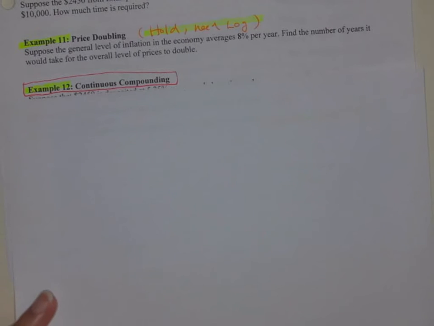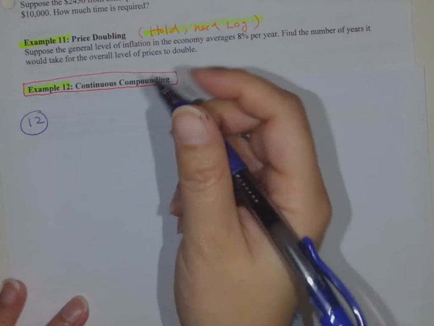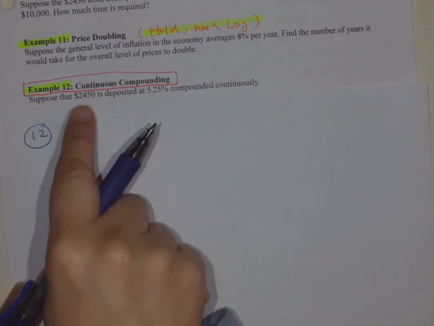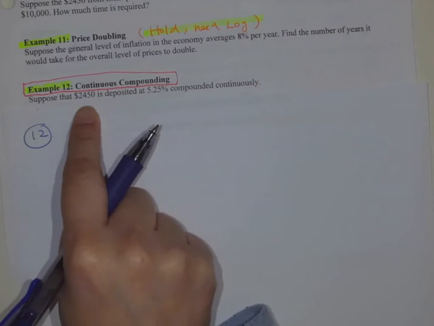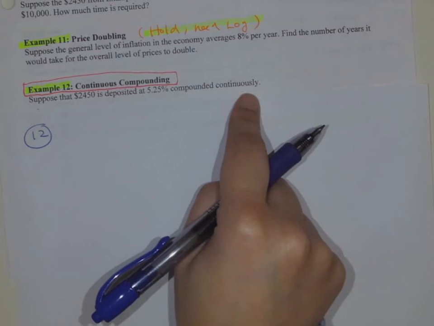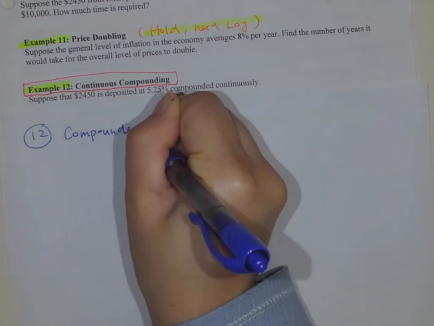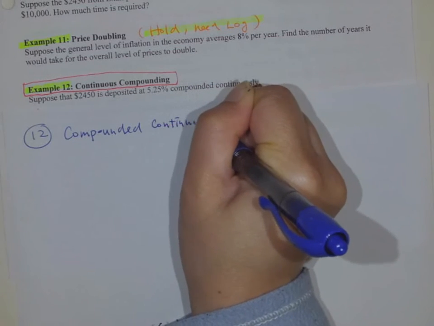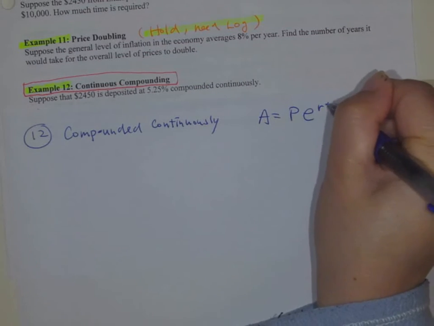Number 12 is about continuous compounding. So it's slightly more than compounding daily. This is still 5.1, number 12. They talk about continuous compounding. You're going to deposit $2,450 in an account that gives you an interest rate of 5.25% compounded continuously. So when you do compounded continuously, we are using the formula A equals P e^(rt).